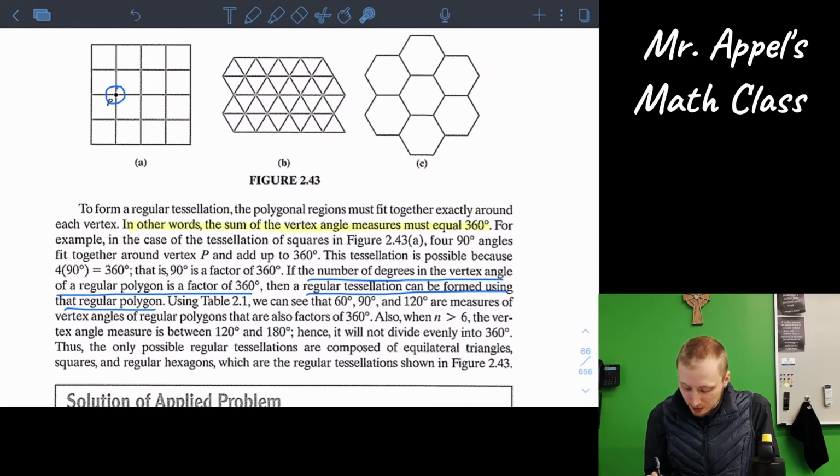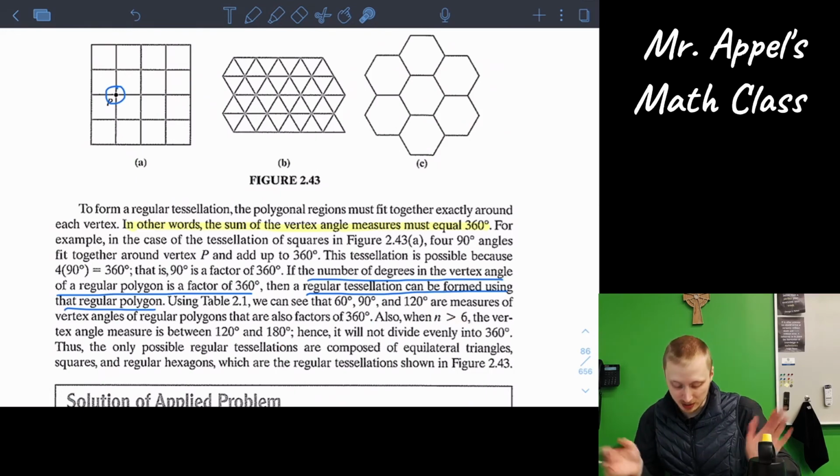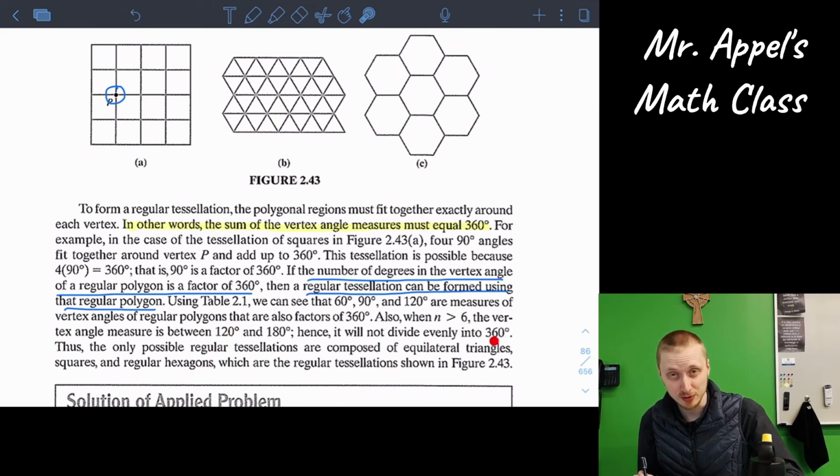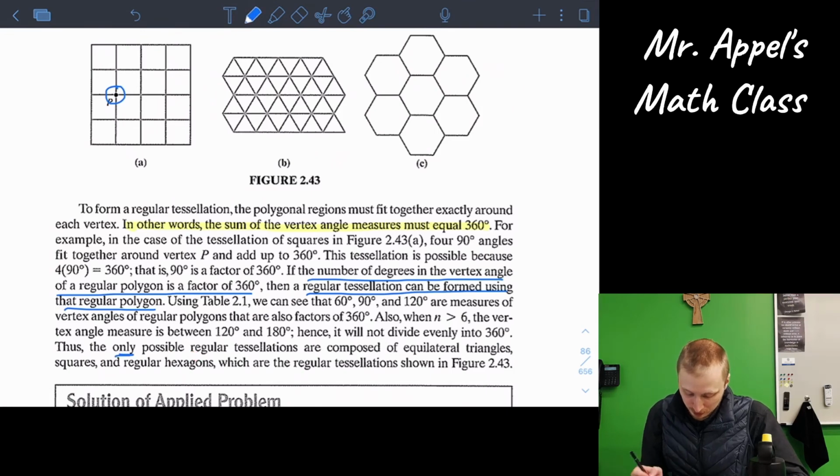We can see that 60, 90, and 120 are measures of vertex angles of regular polygons that are also factors of 360. Also, when n is greater than 6, the vertex angle measure is between 120 and 180. Anything more than 6 sides must be more than 120. Hence, it will not divide evenly into 360 degrees. Thus, the only possible regular tessellations are composed of equilateral triangles, squares, and regular hexagons, which are the regular tessellations in 243.